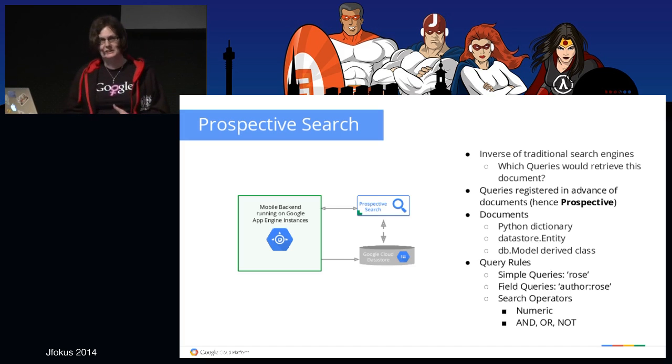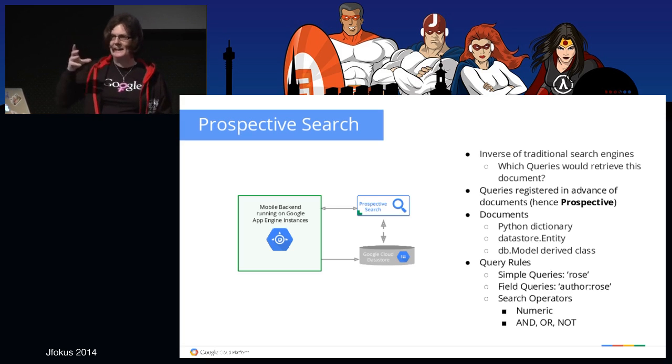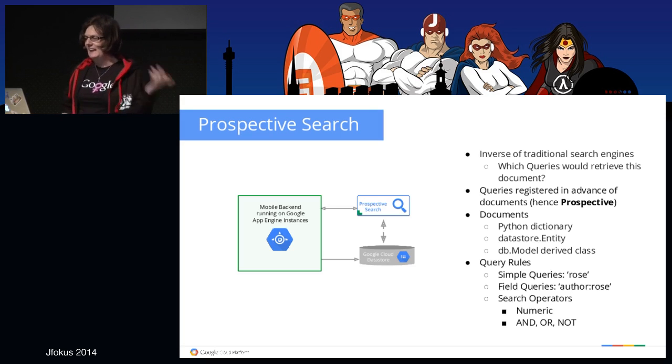So they could be a Python dictionary, and we're going back to talking about the Datastore again, a Datastore entity. Datastore objects are all entities, they're basically bags of key value pairs. And a DB model class is basically an abstraction of that entity class in the Datastore. It supports some very simple queries, a query such as search for rows in the incoming data. Imagine incoming data streams or incoming documents. Search for the word rows in any field. You can do field-based queries where you're saying in the field author, search for the value rows. And we also have search operators, numeric search operators, and we also have and, or, not, very simple.